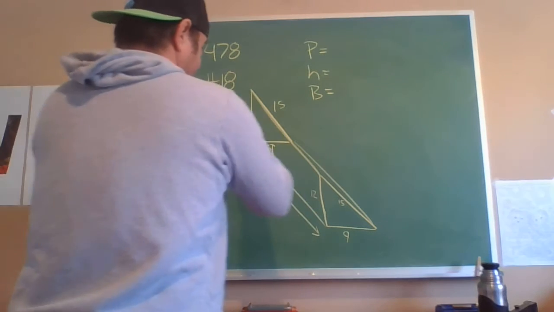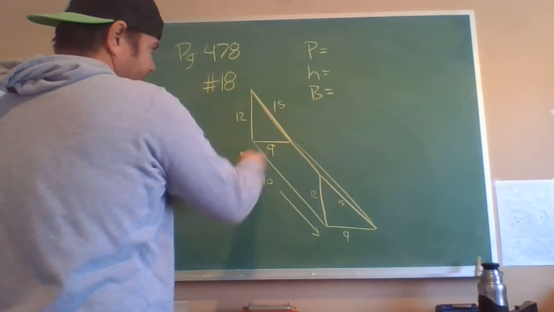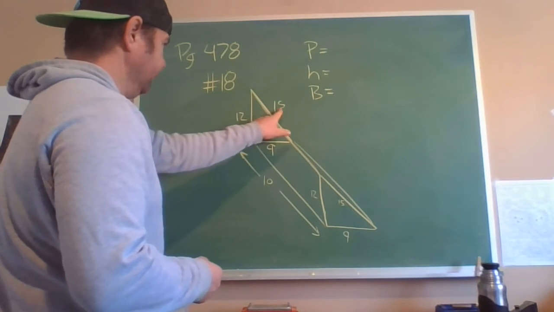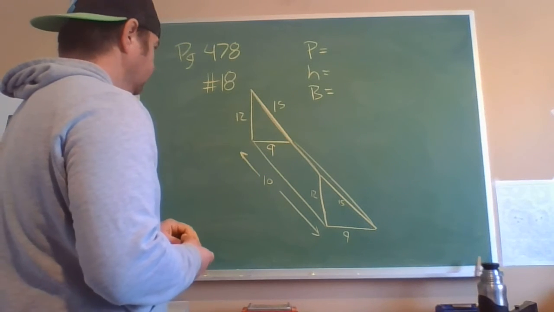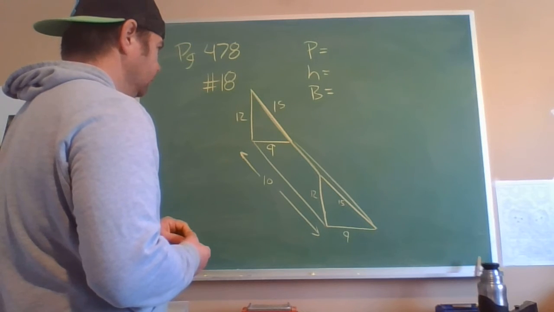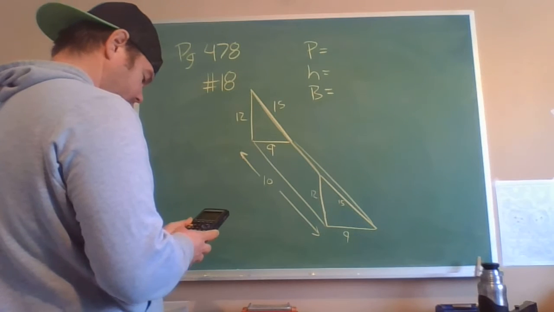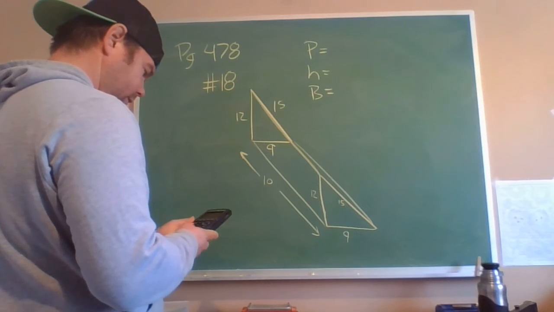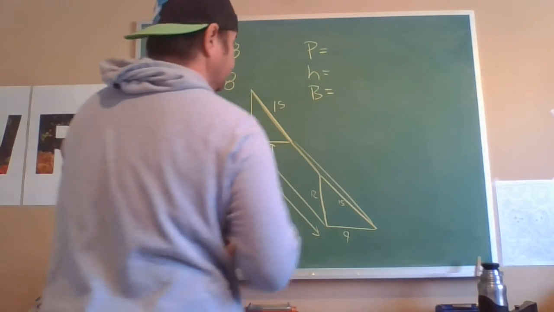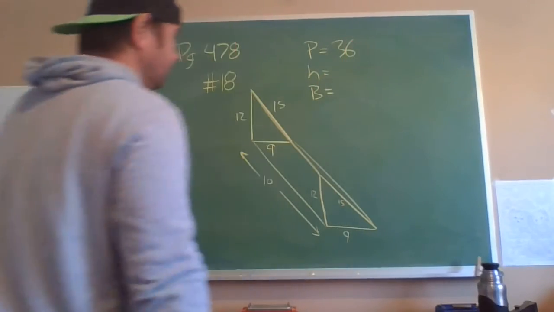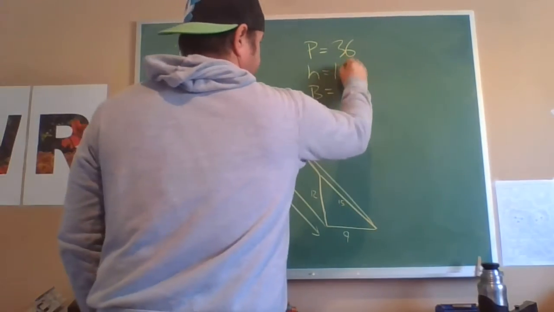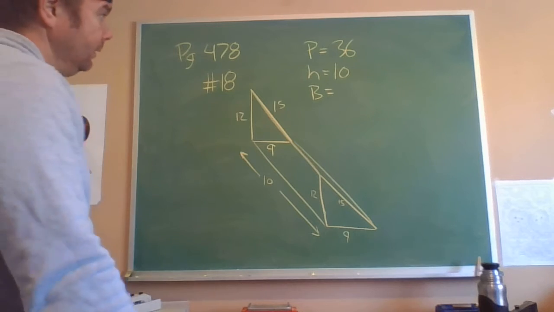The perimeter is not too bad, because that's just adding up the lengths of the sides of this triangle: 12, 15, and 9. What does that come out to? 27, 36? I better make sure I'm right. 12 plus 15 plus 9 is 36. Nailed it. So 36. The height of the prism is just 10.